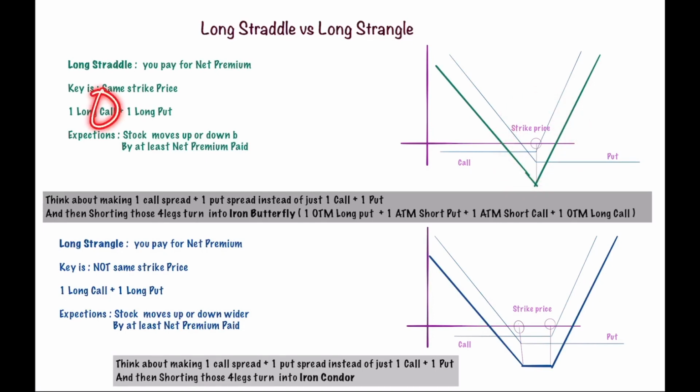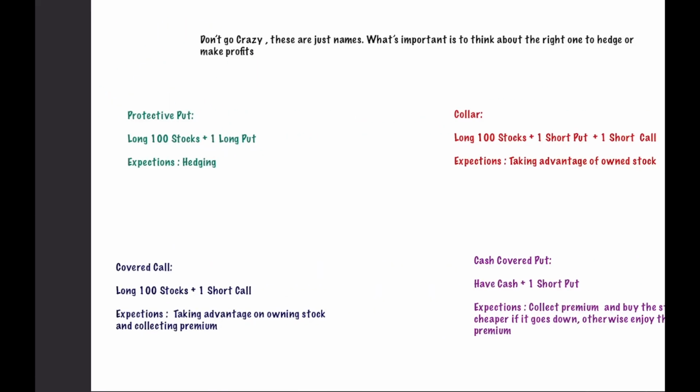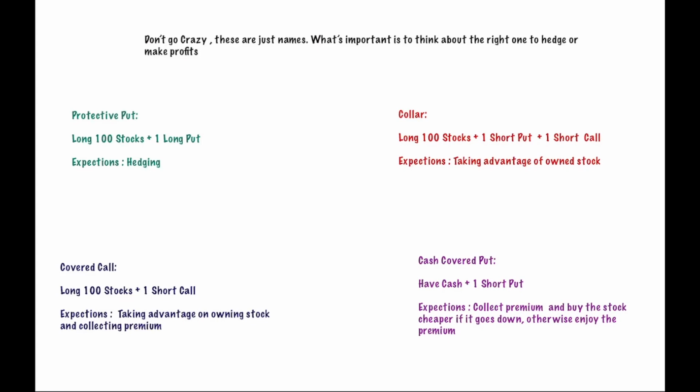But now these are the plain call and put. Think about making this a spread and making this a spread as well, and shorting them will turn them into the iron butterfly for the straddle, and for the strangle it will be the iron condor. So don't go crazy, these are just names. What's important is to think about the right one to hedge or make profits.